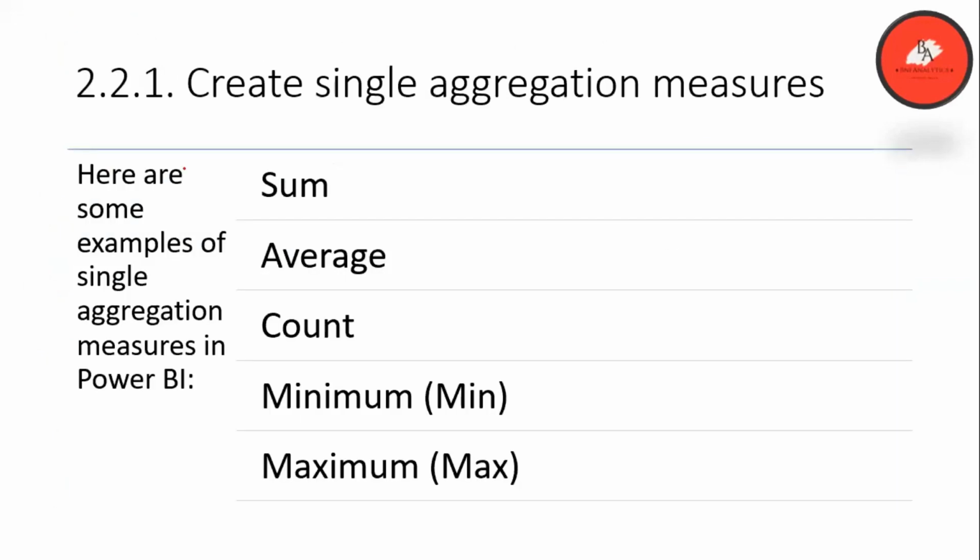First, create single aggregation measures. We have some examples of single aggregated measures: sum, average, count, calculating the minimum value, and calculating the maximum value. In this way, you need to calculate things. Let's see the examples.